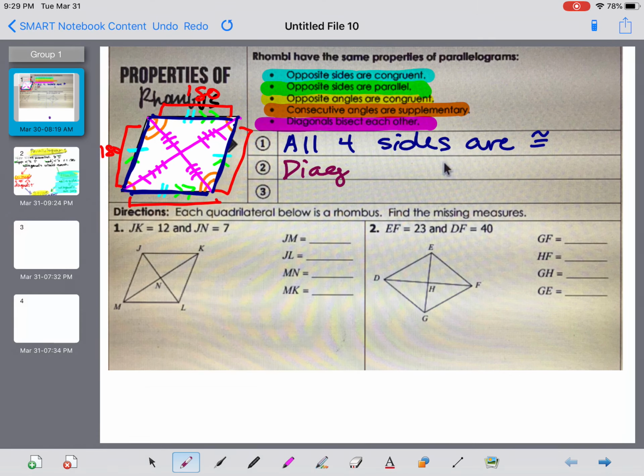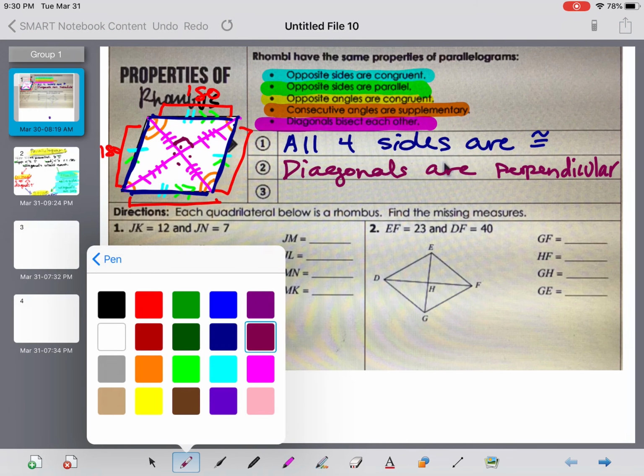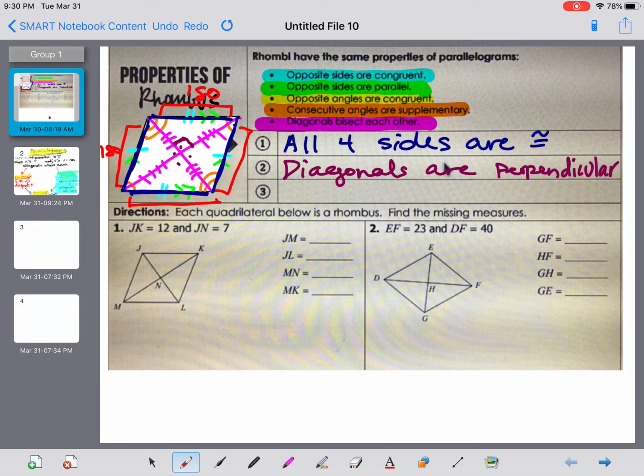The next thing that is new to a rhombus is that those diagonals are perpendicular. Diagonals being perpendicular means that there's a right angle right there, that all 4 of those angles in the middle of that rhombus are right angles. And the last thing that's kind of cool about a rhombus is that the diagonals bisect the corner angles.